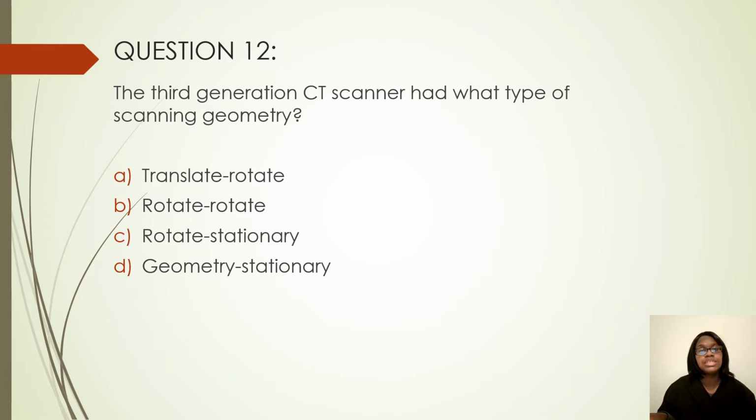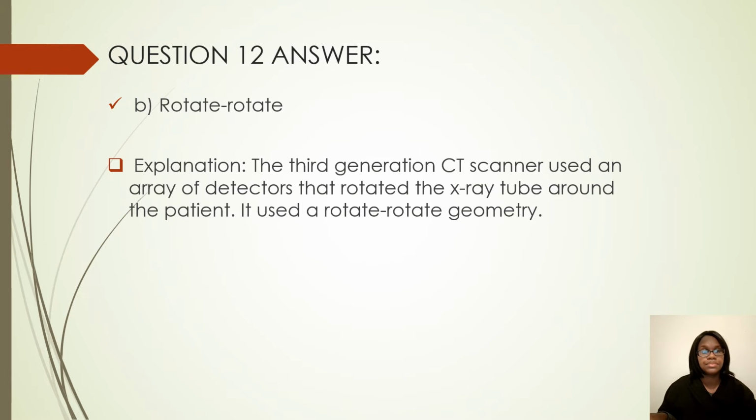The third generation CT scanner had what type of scanning geometry? Translate-rotate, rotate-rotate, rotate-stationary, or geometry stationary. And this is for the third generation CT scanner. Rotate.